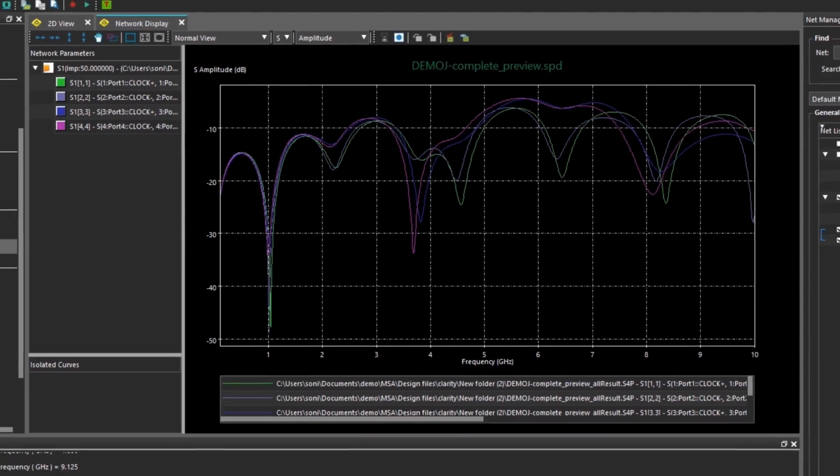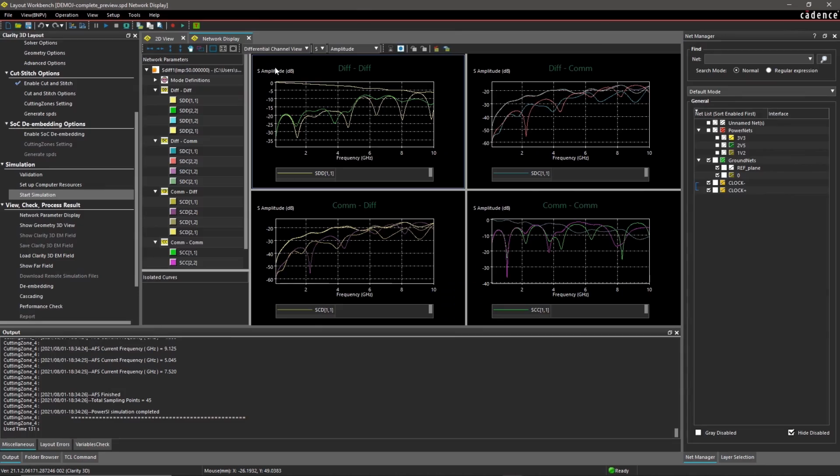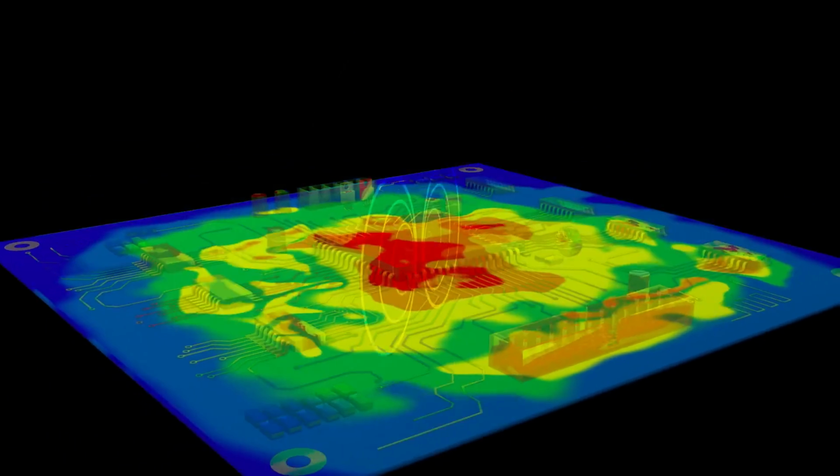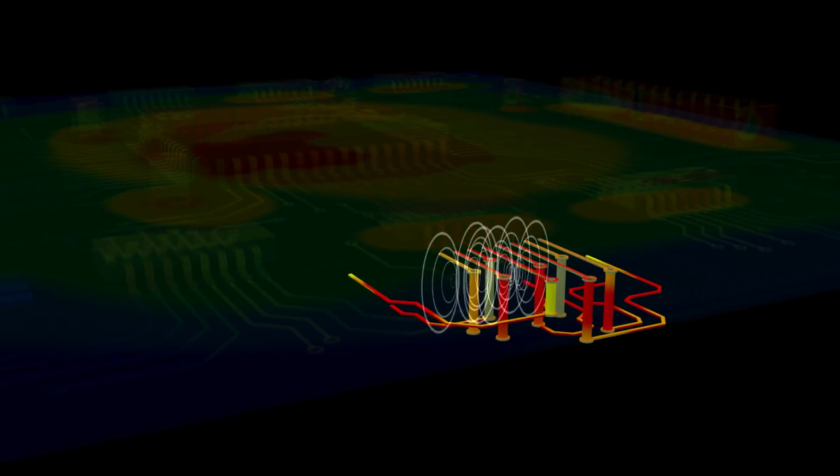The different analysis workflows that integrate within the Sigrity X platform help you streamline your setup time to address both high-speed and system-level challenges and sign off with confidence.